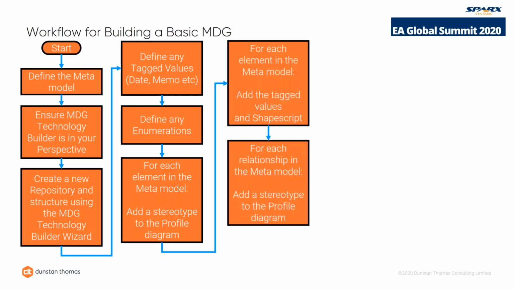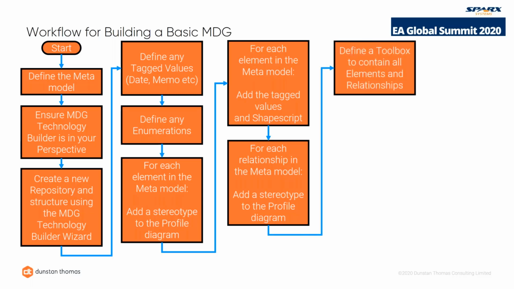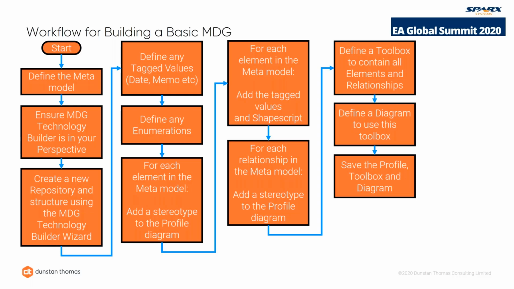Then, for each element in the meta model, you add your tag values and optionally your Shapescript. And then you can repeat that process for relationships. You can define your own relationships. Once you've got all your elements and your relationships defined as stereotypes, you build your toolbox or toolboxes and all their pages. Define diagram or diagrams to use these toolboxes. Save the profile and toolbox and diagram.